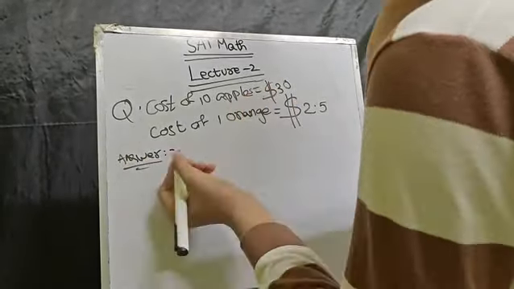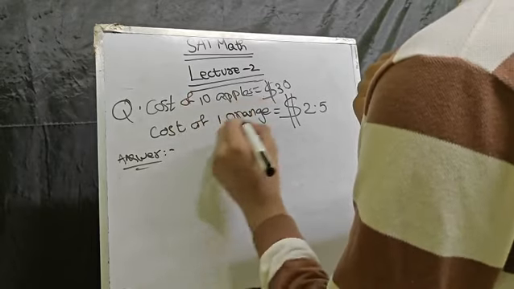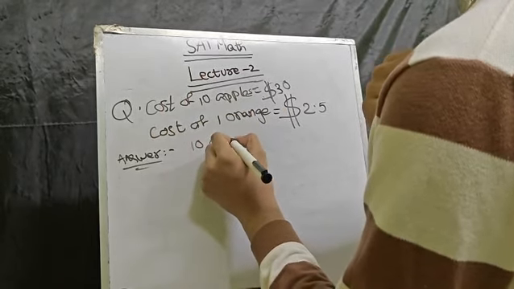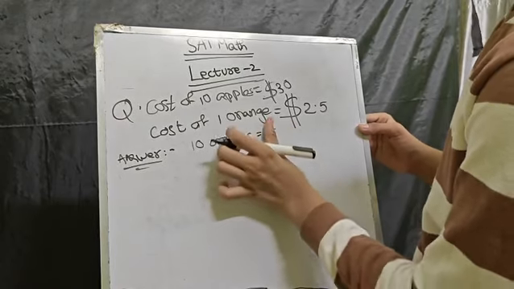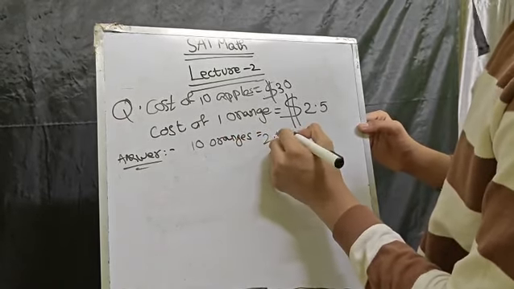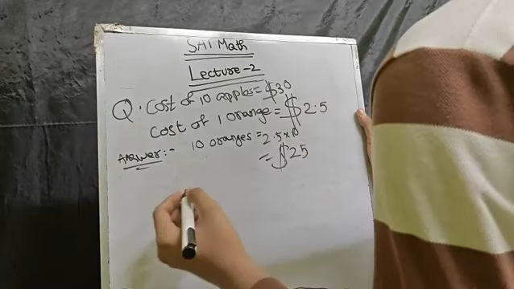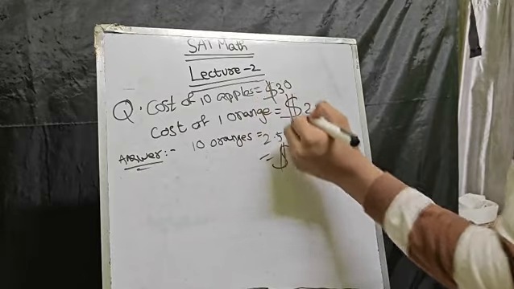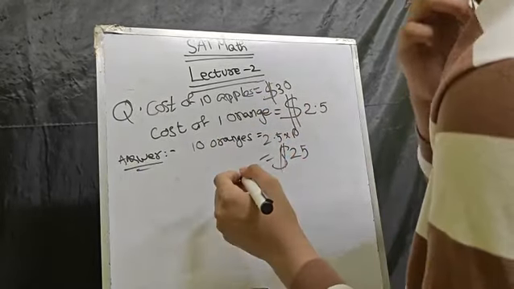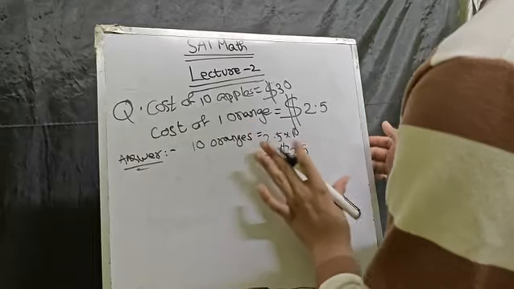So the ratio is something like this. First of all, you have to convert this to 10 oranges, so that you will get the cost for 10 oranges. So 10 oranges equals, first of all we'll multiply 2.5 into 10, equals $25. I guess I'm writing the dollar symbol correct. Is it only one line or two lines? I don't know. Let me just put this.